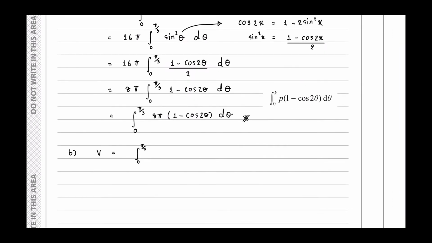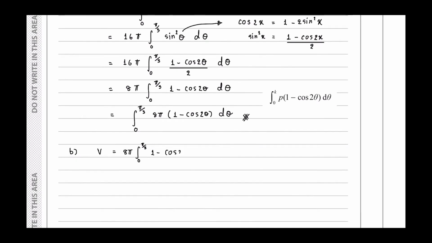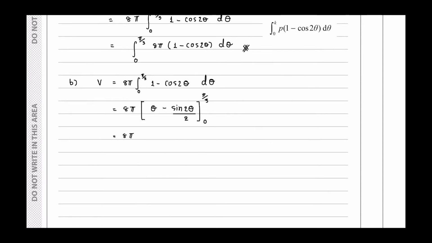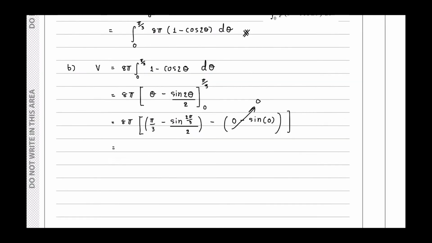In part B, we are going to integrate this term. So we factorize 8 pi out, 1 minus cos 2 theta d theta. Now we can integrate this term. The first term will be theta minus sine 2 theta divided by 2. And we put the upper and lower limits here. Then we substitute it: pi over 3 minus sine 2 pi over 3 divided by 2, minus 0 minus sine 2 times 0, which is sine 0. And since sine 0 is 0, this whole term is gone. We have 8 pi times pi over 3 minus 1/2 sine 2 pi over 3, which is square root 3 over 2.